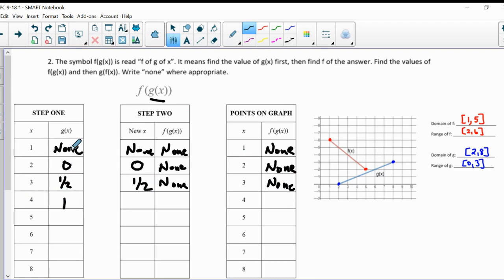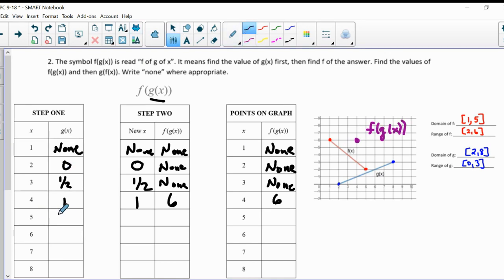When I substitute 4 into g, I get 1. That's that point. So then that's now my new x value. So I'm going to look at x equals 1 on f, and I get 6. So if I'm looking at f of g of x, I finally have my first point. The first point that I have is the point (4, 6). And so I'm going to put (4, 6) on the graph of f of g of x.